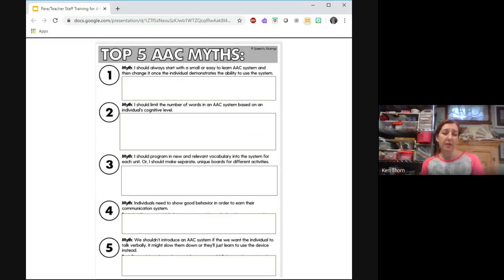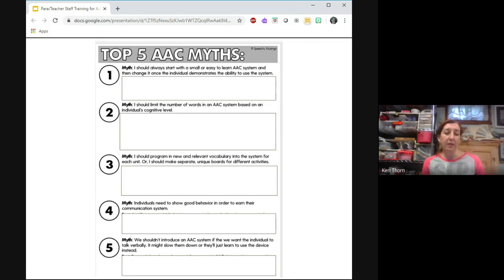The next myth is we should limit the number of words in the system based on their cognitive level. It's really hard to assess a student's true cognitive level, especially if they're nonverbal. So we don't want to deny them access to words because we don't think they can handle them. We want to give them as much exposure to as much language as they can do. And we'd be surprised with what they can do if we give them a lot more access.